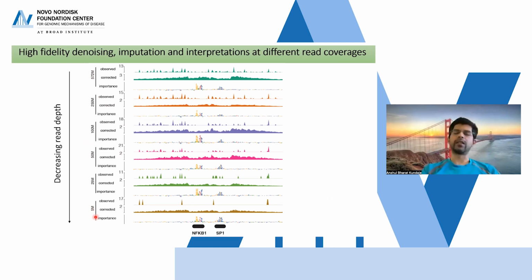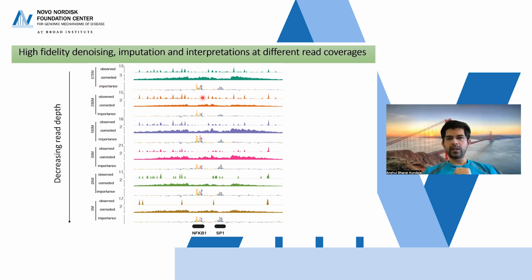Well, thankfully it does. And the way we can test that out is we can take a data set with 500 million reads. We can subsample the data set to 250 million, 100 million, 50 million, 25 million, 5 million. We fit separate models on each of these, and we compare to the, in quotes, ground truth, what we see at 572 million reads. And so this is observed data.